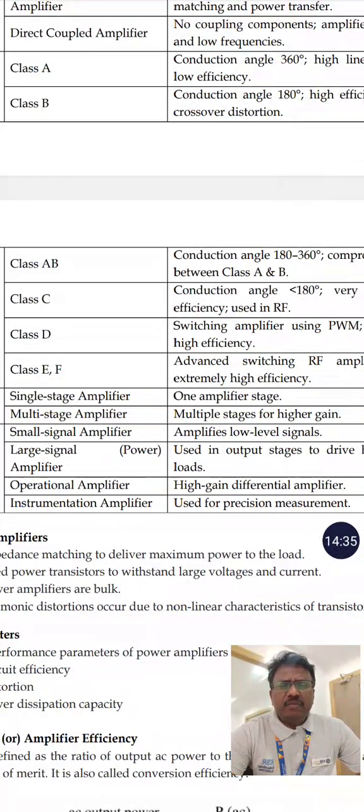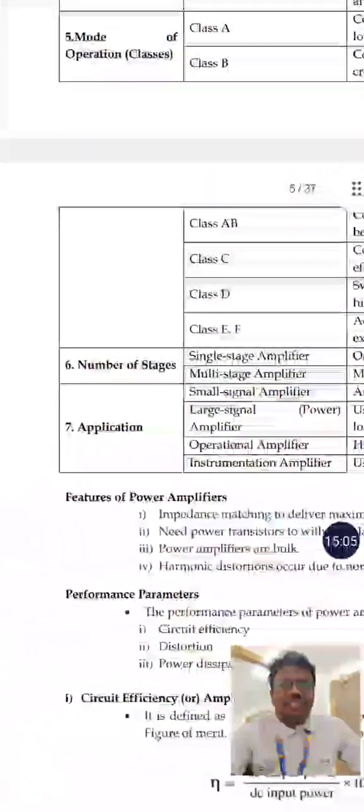Class E and F amplifiers are advanced switching amplifiers. They are mainly used in RF communication, microwave transmitters, and high frequency wireless systems. They have extremely high efficiency, suitable for high frequency applications. Usually these are studied in advanced communication courses.